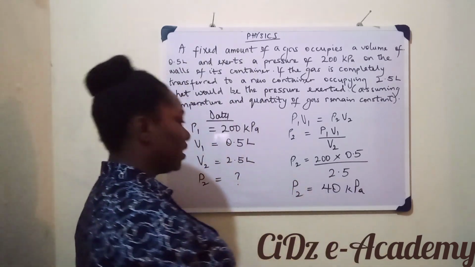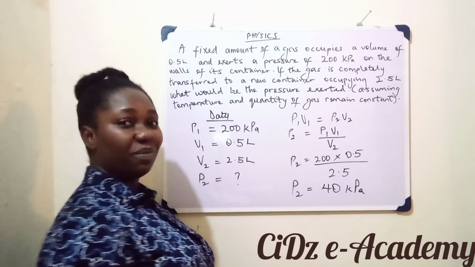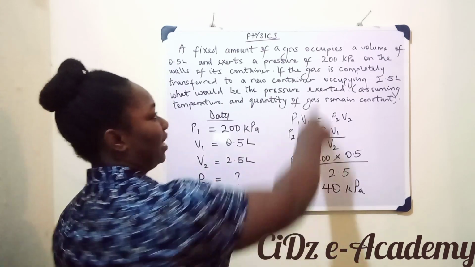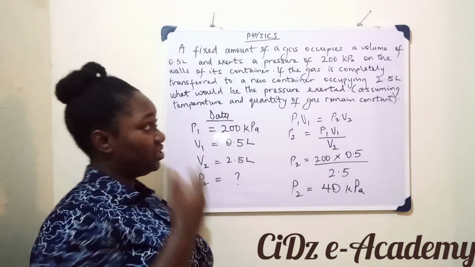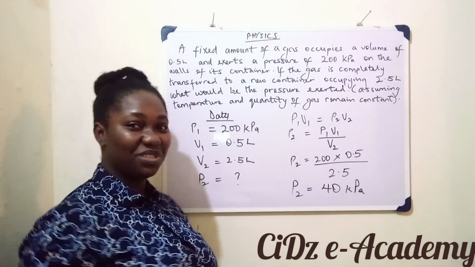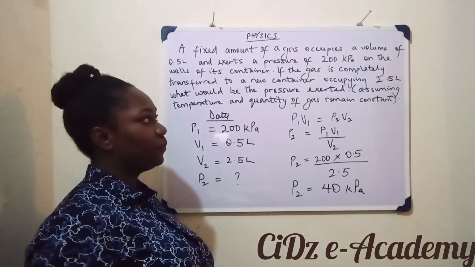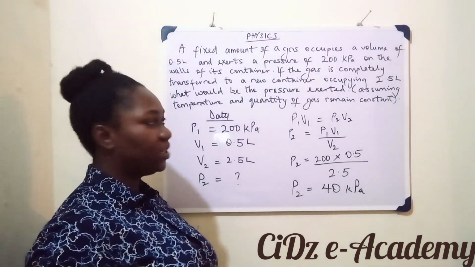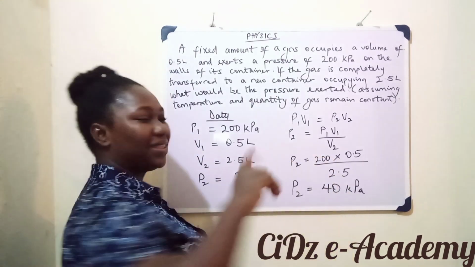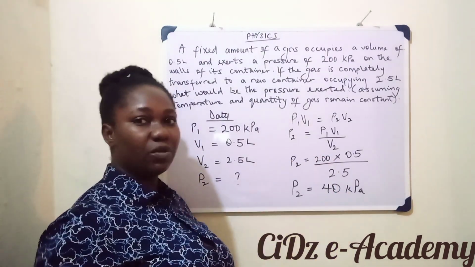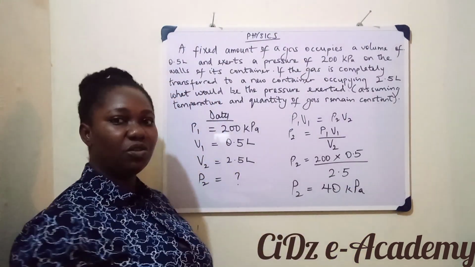kilopascal. Now, we didn't write 40 pascal, we wrote 40 kilopascal, because the initial pressure was also given in that same unit, kilopascal. If we wanted to expand, we know that kilo has to do with 1,000, so we would have written 200,000 while calculating. But since we didn't do that, our answer has to also be in kilopascal.